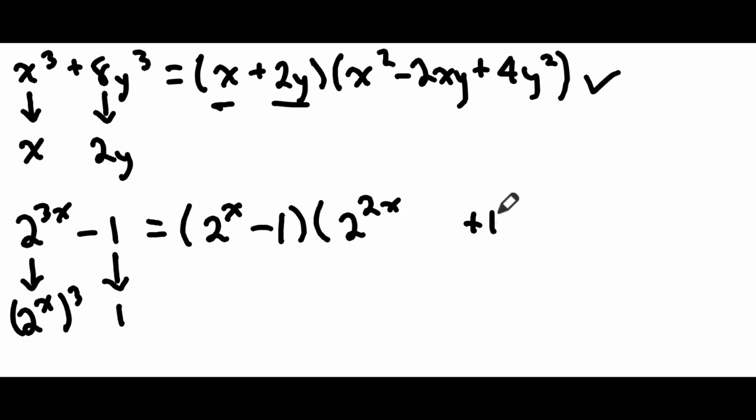Nothing really changes. And the last step is to add the product of the two cube roots. So now I have plus 2 to the x. And all I did there was just multiply this 2 to the x times 1, which just gives me 2 to the x. And this is correct.